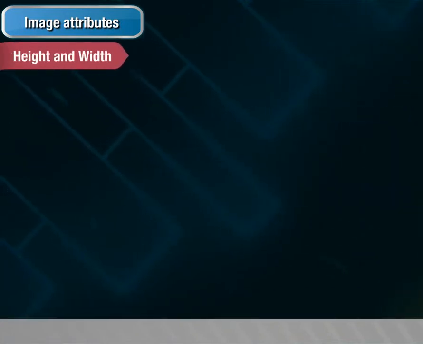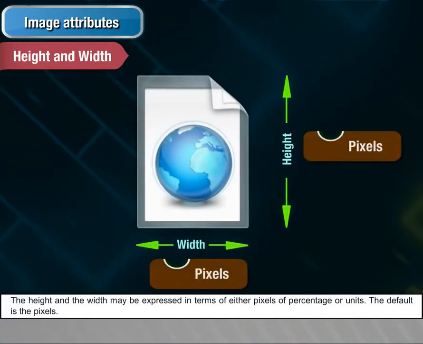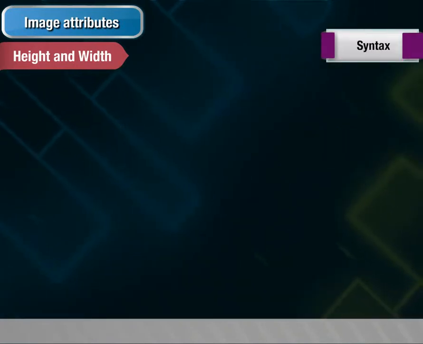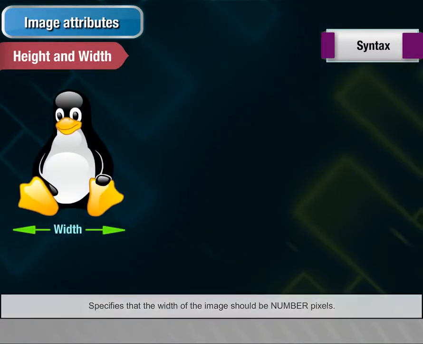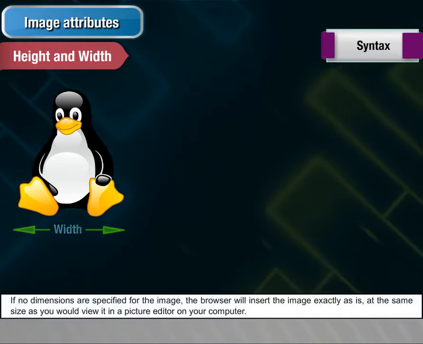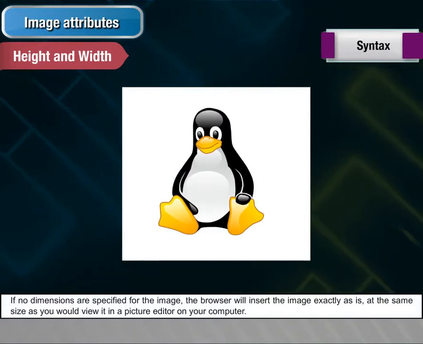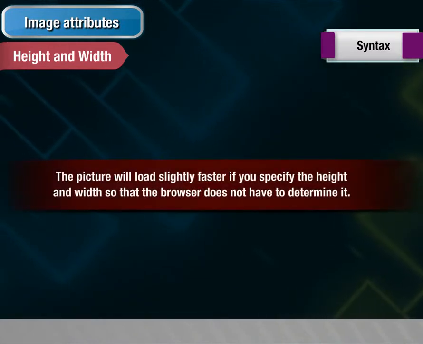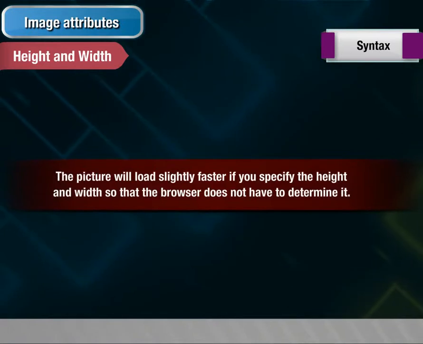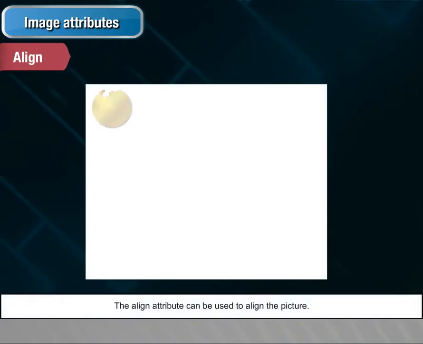Height and width. The height and the width may be expressed in terms of either pixels or percentage units. The default is pixels. Syntax specifies that the width of the image should be a number of pixels. If no dimensions are specified for the image, the browser will insert the image exactly as it is, the same as you would view it in a picture editor on your computer. The picture will load slightly faster if you specify the height and width so that the browser does not have to determine it. Align. The align attribute can be used to align the picture.